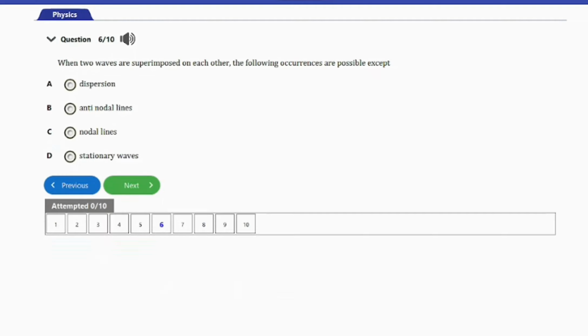So guys, the next question here is question number 6. It says, when two waves are superimposed on each other, the following occurrences are possible, except we have A, dispersion, B, antinodal lines, C, nodal lines, and D, stationary waves. So guys, the answer to this question is option A, that's dispersion. So let's go ahead and consider the next question, guys.